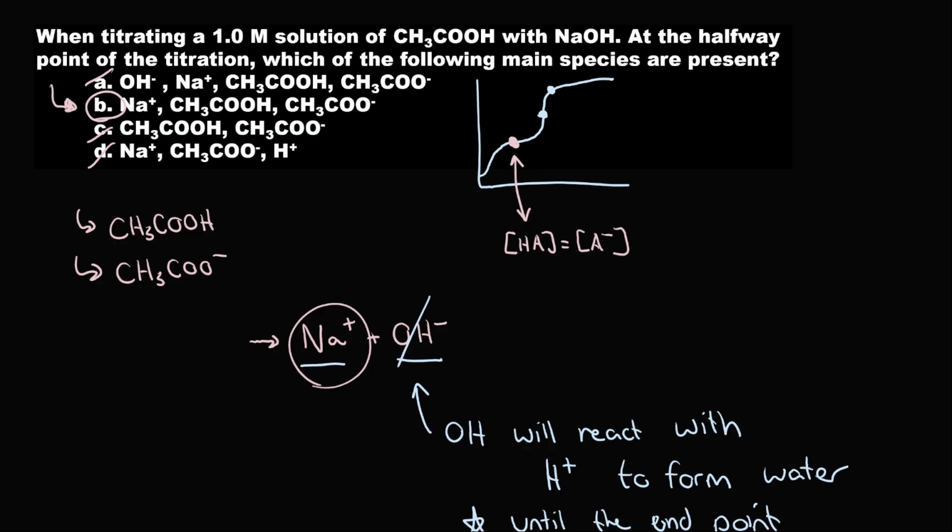And this is talking about halfway towards the end of the titration as well. If it was after the titration, there would actually be excess OH minus, so OH minus could be running around the solution as well over here. But we're not talking about that specific point.